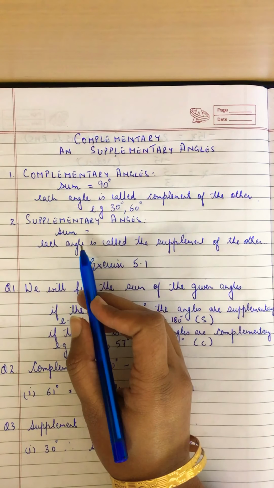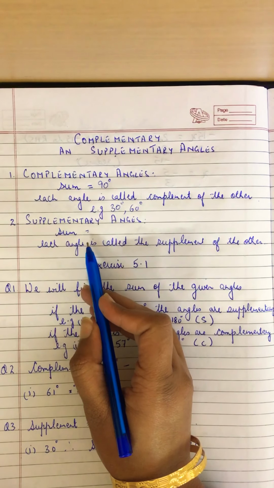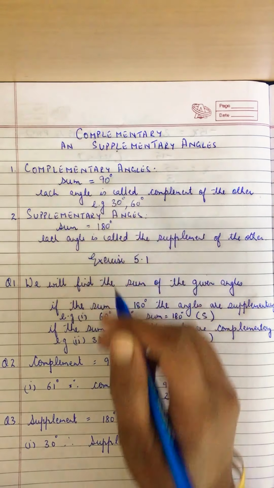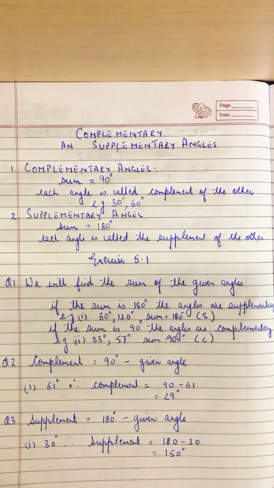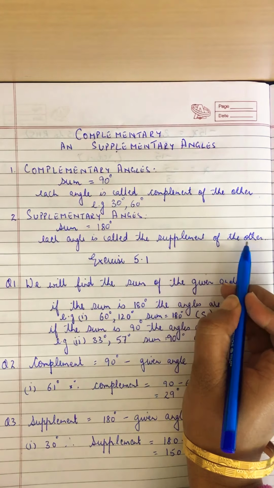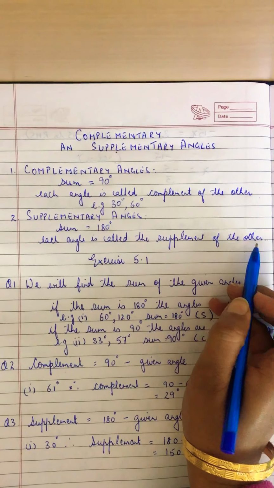Supplementary angles. When the sum of measure of two angles is 180 degrees, the angles are called supplementary angles. Each angle is called the supplement of the other angle.